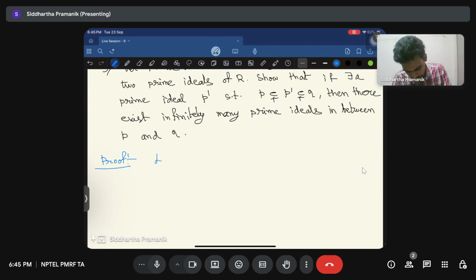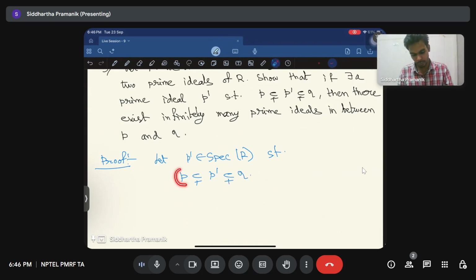So let P prime be a prime ideal such that P is a proper subset of P prime, which is a proper subset of Q. So we are assuming in between P and Q there is a prime ideal. Then we have to prove that there exist infinitely many prime ideals between P and Q.